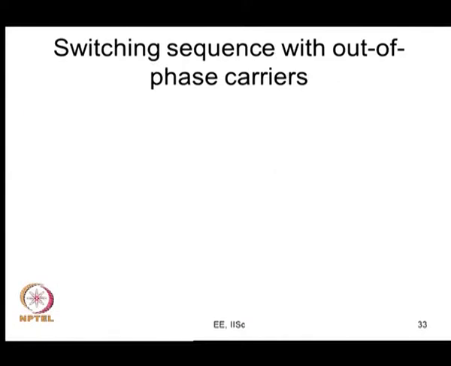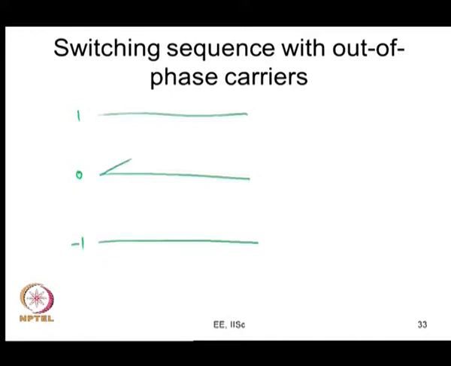So, now let us start looking at what we first assumed. We said that out of phase carriers lead to higher harmonic distortion. So, for that we need to prove. For that we need to look at the switching sequence. So, how can we possibly do that? Now, let us say we take some levels. We call this as 1, 0 and minus 1. So, we are going to consider out of phase carriers, right?